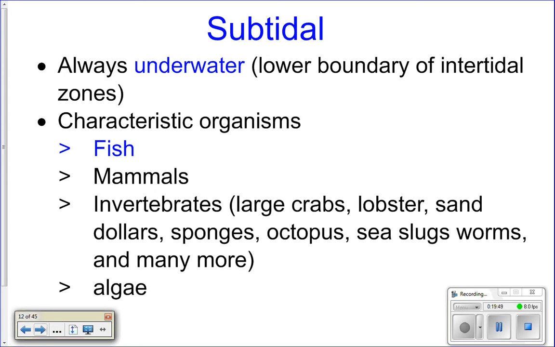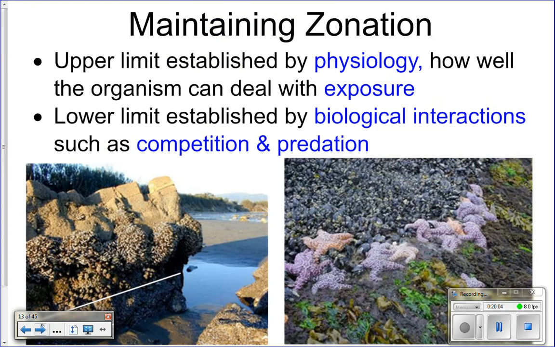Things that you find here, these are where you find most of the fish, mammals that we've been talking about, right? Lots of the crustaceans and other mollusks and stuff like that. Okay, and the big algae like the kelp. Okay, so that's the subtidal zone.